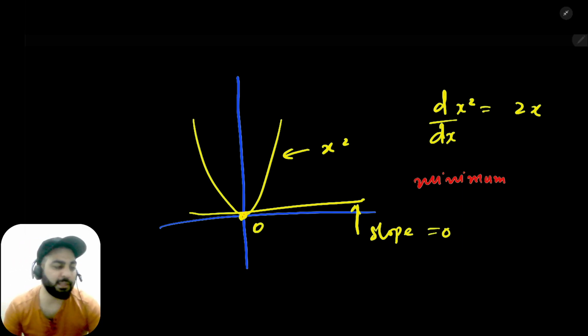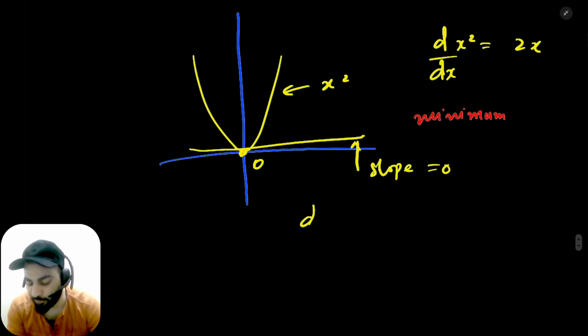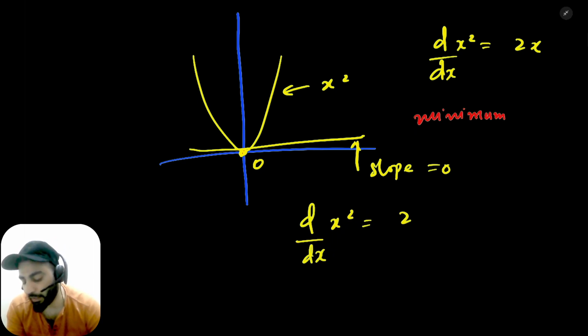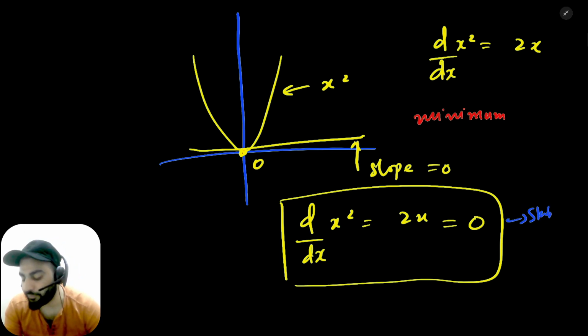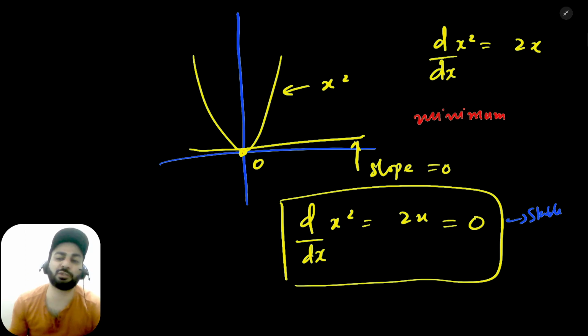Okay. Look, when you differentiate this, when you do d by dx of x square, you get something like 2x. If this slope is equal to 0, what does it tell you? It tells you an important thing. It gives you a stable point. There is no rate of change, there is no change at that point.